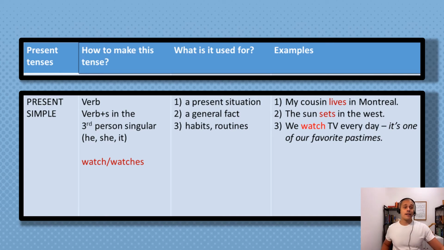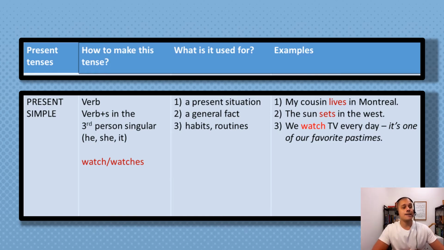All right, and here we have the third aspect, that is when we are talking about habits or routine. If something is part of your life, if it's something that you do frequently or you never do, it's part of your routine too, right? So we watch TV every day. It's one of our favorite pastimes. So it's part of your life, it's part of your routine. If you say, I go to school every day, so this is your routine, right?